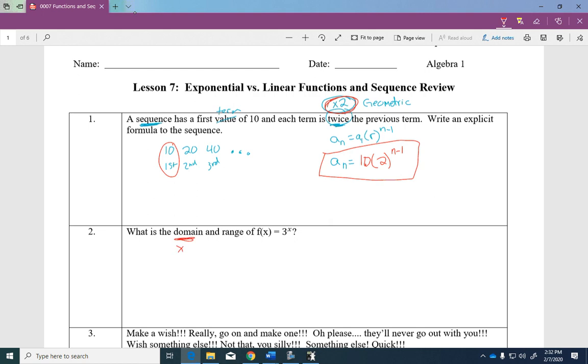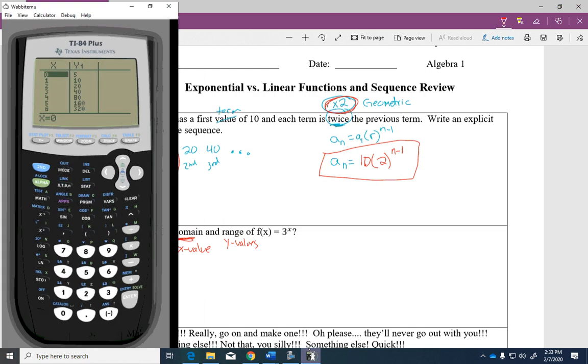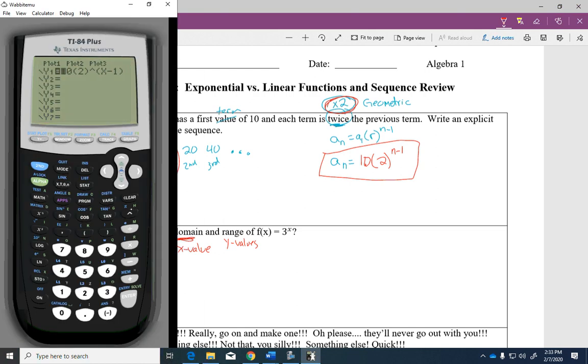Domain, remember, are your x values. Range are your y values. I like thinking about a graph when I'm doing domain and range. So you could even put it in on your calculator. If we take a look at this graph on the calculator, I enter in y equals 3 to the x power. And I'm going to do a zoom 6. I tell you I love looking at the standard view. Sometimes I zoom in by picking a different window, but this looks good enough to me.